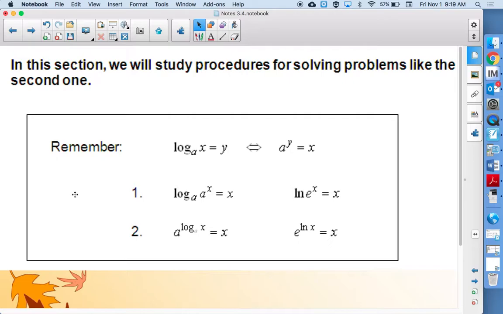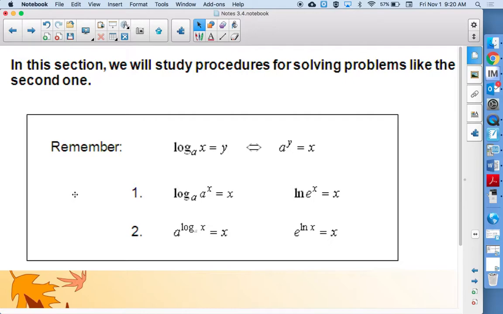If I do its inverse and flip it around, and I have a to the exponent that's a log, because they're inverses, they cancel out. Just like if I have x squared and I take the square root, they cancel. So if I have an exponent to the log power, they cancel and they just leave me with x. And that's the property of inverses. Inverse operations cancel each other out.